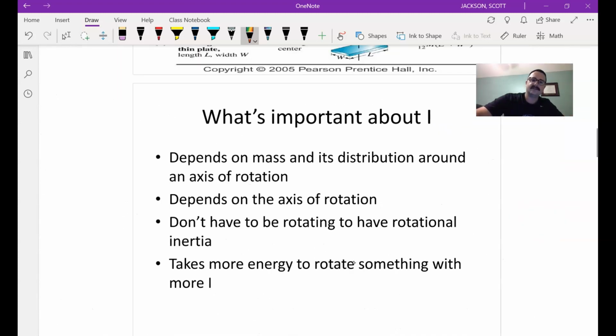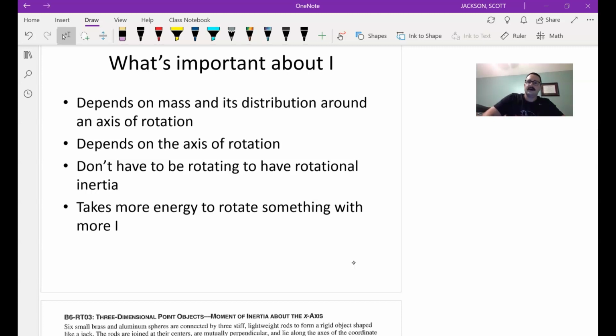And so again, that gets us to here. This is the really important stuff, what's important about I, or moment of inertia. It depends on the mass and its distribution around an axis of rotation. It's no longer just mass. It depends on where your axis of rotation is. And again, you don't have to be rotating to have a rotational inertia. They can ask you things about an object that's at rest and just talk about its rotational inertia. Conceptually, I like to think about it as something that takes more energy, or it's harder for you to rotate if it has more I, or rotational inertia.